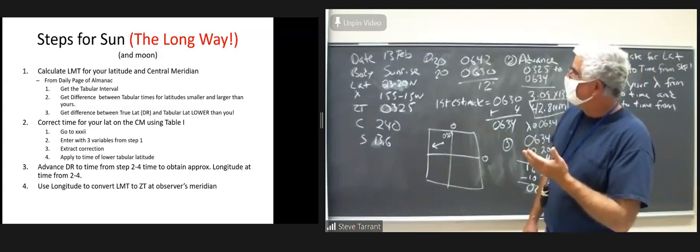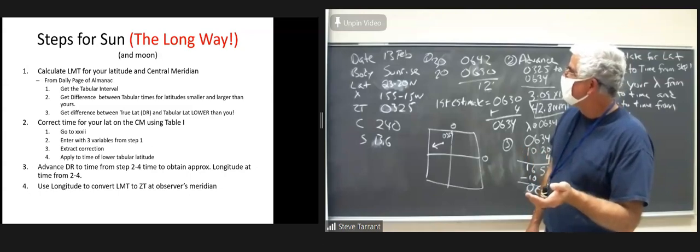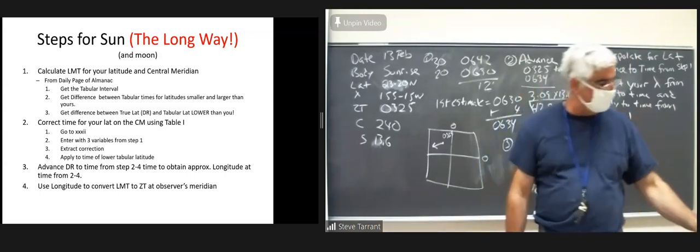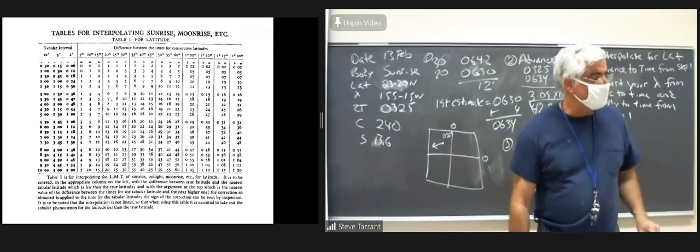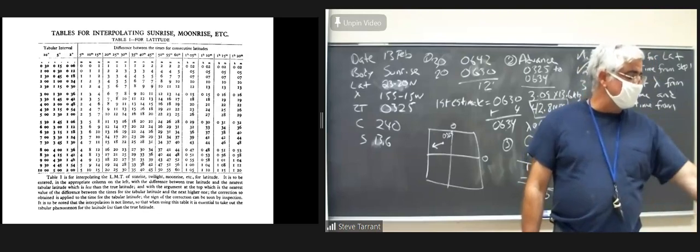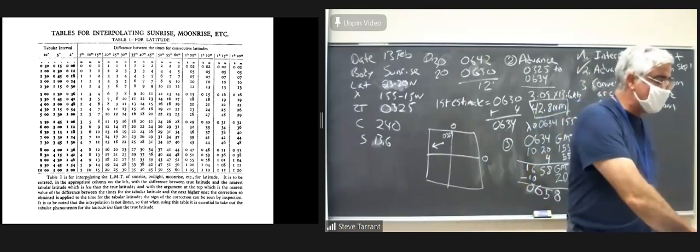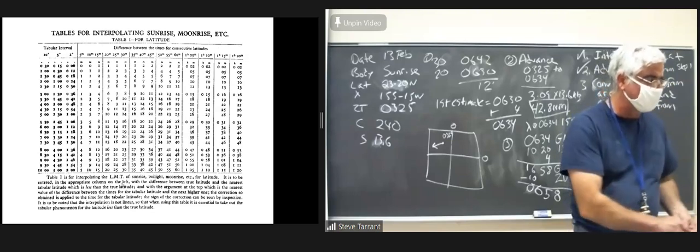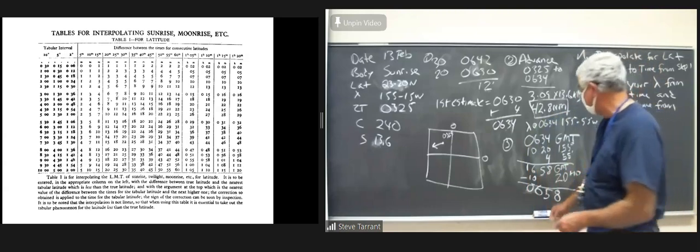That's step 1. Get the tabular interval. Get the difference between the tabular times. It's much easier to eyeball interpolate it, but this is what you're going to do. There's this table in the back of the book. If you read those instructions down there at the bottom, table 1 is for interpolating the local mean time of sunrise and so on. It is to be entered in the appropriate column on the left with the difference between true latitude and the nearest tabular latitude.